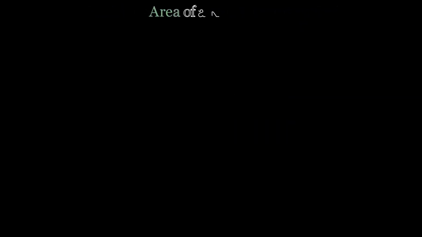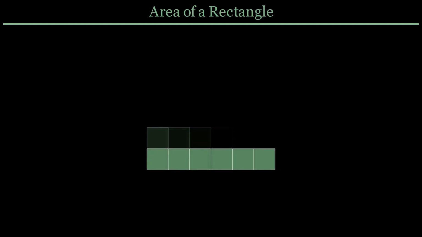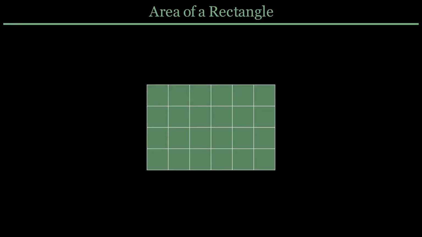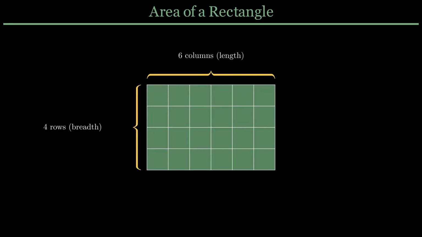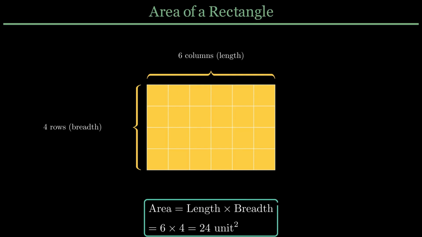Area of a rectangle. Let's use this idea for a rectangle that is 6 columns wide and 4 rows tall. We fill it row by row with unit squares. Watch the count go up as each square is added. At the end, we have 24 squares in total. But we don't need to count every time. Notice that 6 columns times 4 rows gives us 24 directly. So the formula for a rectangle is area equals length times breadth. In this case, 6 times 4 equals 24 units squared.